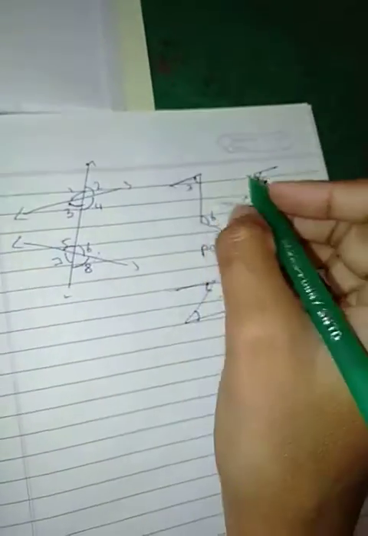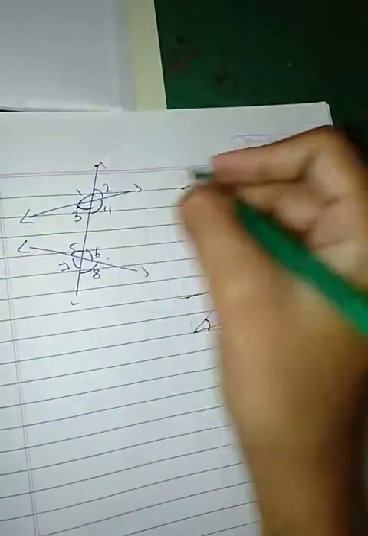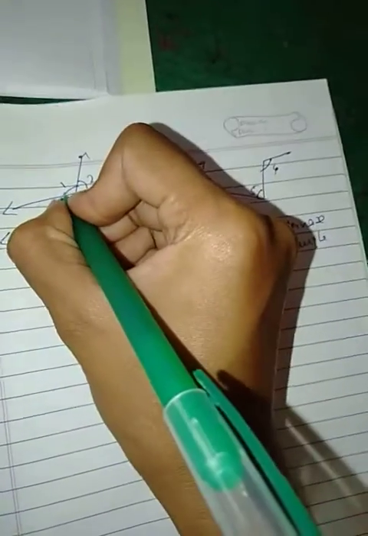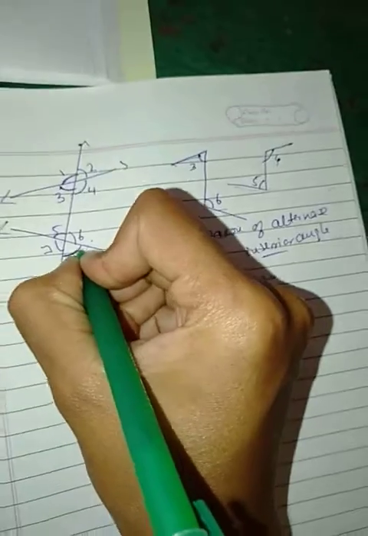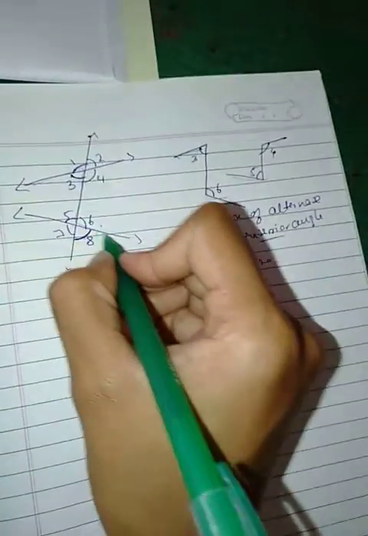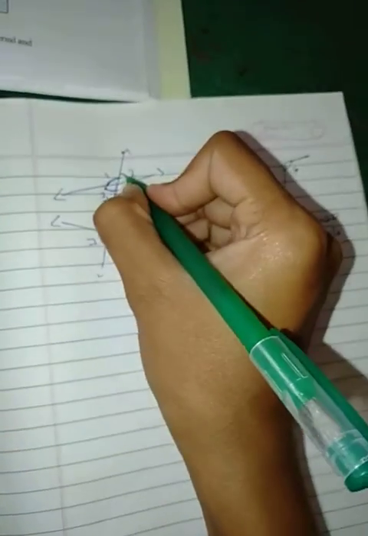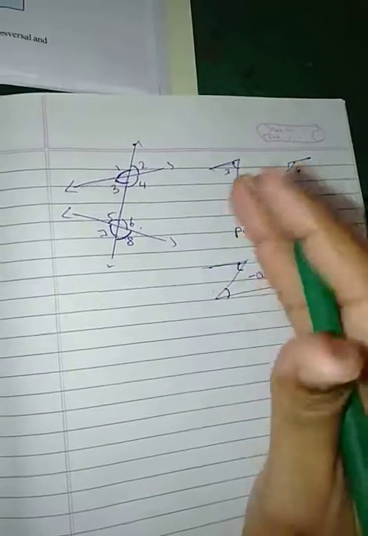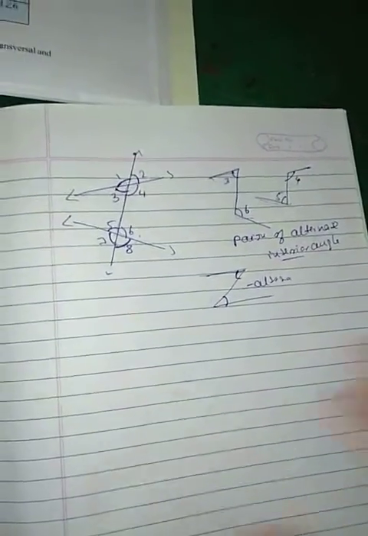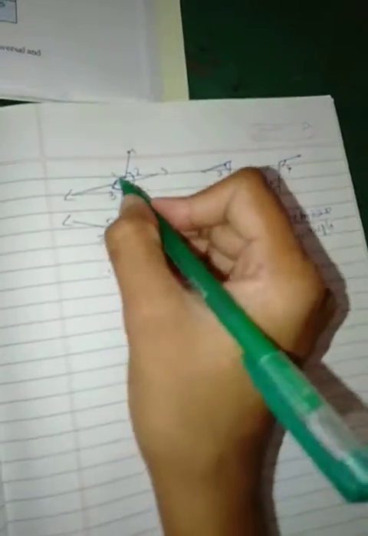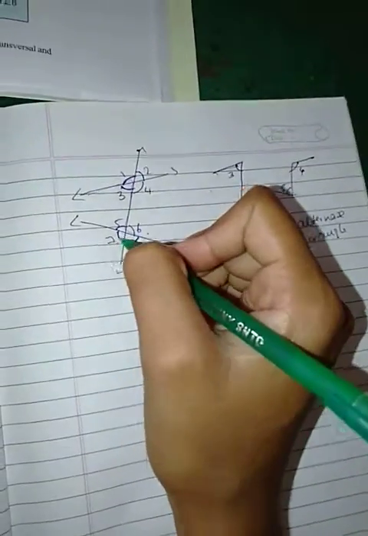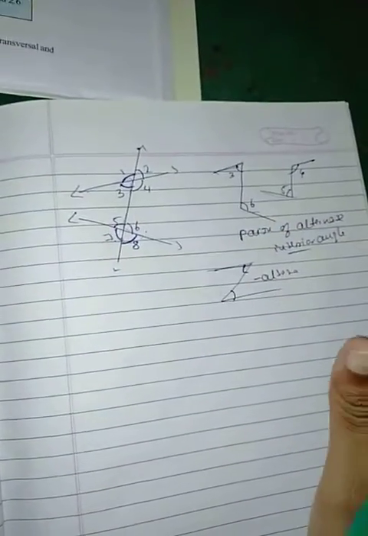And see this one, the same one, this one. So these are the alternate exterior angles. 2 and 7 are also called alternate exterior angles because they lie outside the line. Okay, so 1 and 8, 2 and 7 are called the alternate exterior angles.